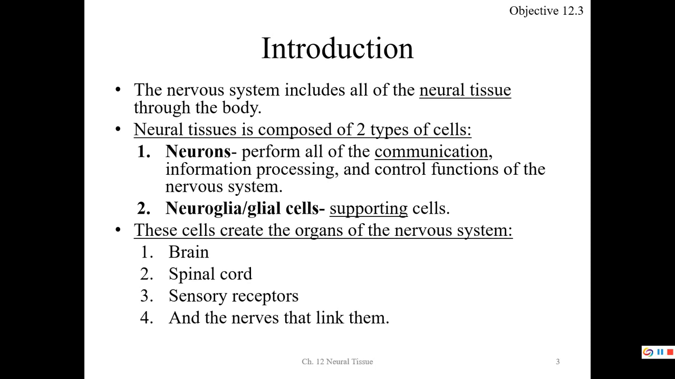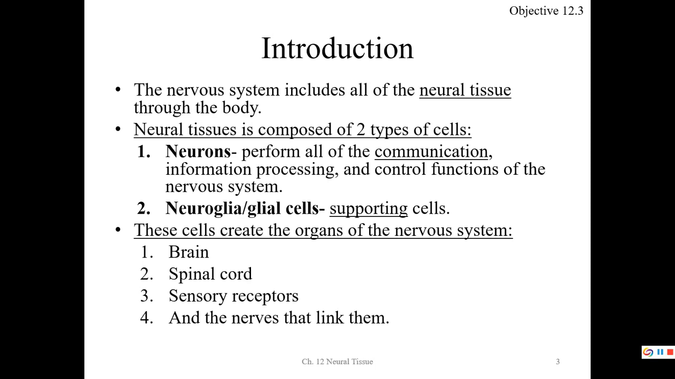Now, neural tissue, remember, we talked a little bit about this when we did the histology section, and we said there are two kinds of cells here. I called it Batman and Robin, or Batman and Alfred, Batman and his supporters. We have the neuron, and that's Batman. It performs all the communication, the information processing, the control functions, all the nervous system stuff. It does the main work. Neuroglia, sometimes called glial cells, are supporters. They're like Robin and Alfred.